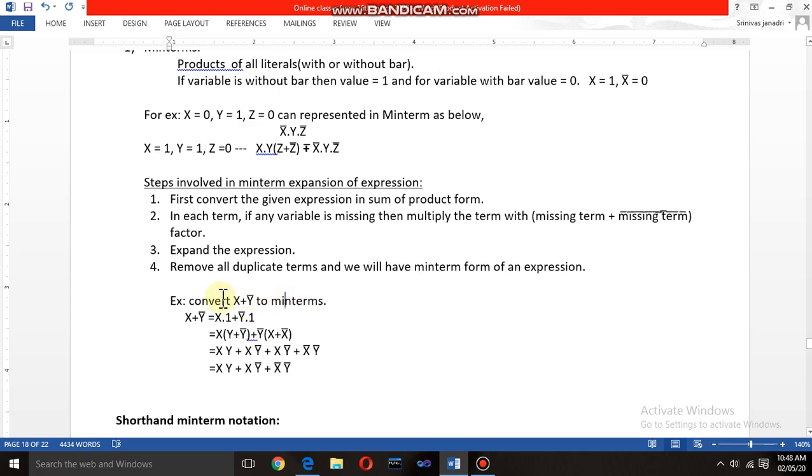So each term in that system should be a min term. That is, it should contain y or y complement combined with x or x bar, then it will be a min term. So now I am taking x plus x y complement. As x is equal to x, I will multiply it with 1, and for y complement also I am multiplying with 1, right?